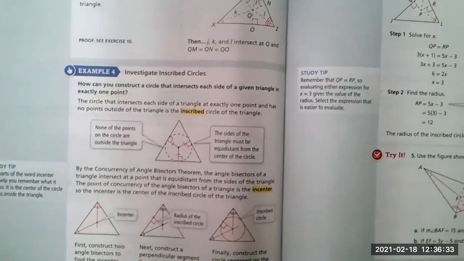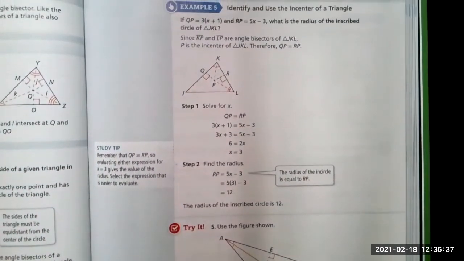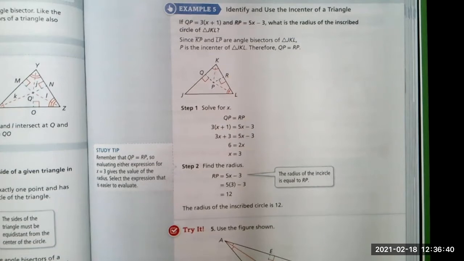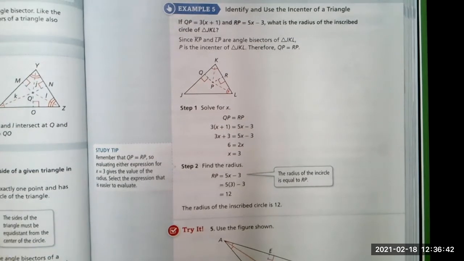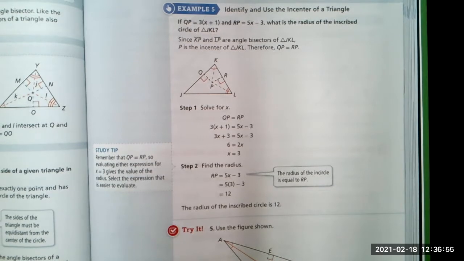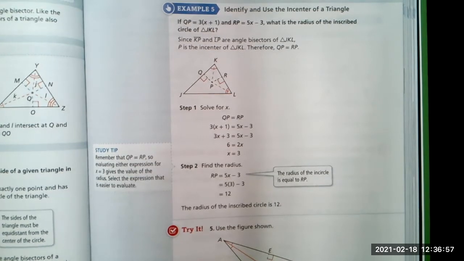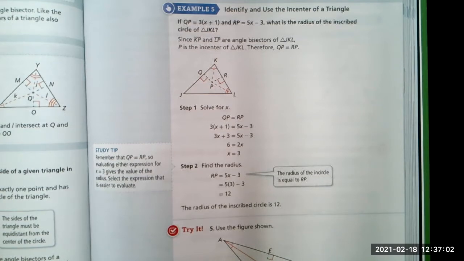Lots of vocab words. If you're feeling a little lost right now, just slow down, and read these vocab words that are in here, maybe Google them. I think there's a website called Math is Fun. You can go to mathisfun.com, Google the word inscribed, Google the word incenter, and it'll maybe simplify that for you. It'll explain it in a different way that hopefully makes sense.